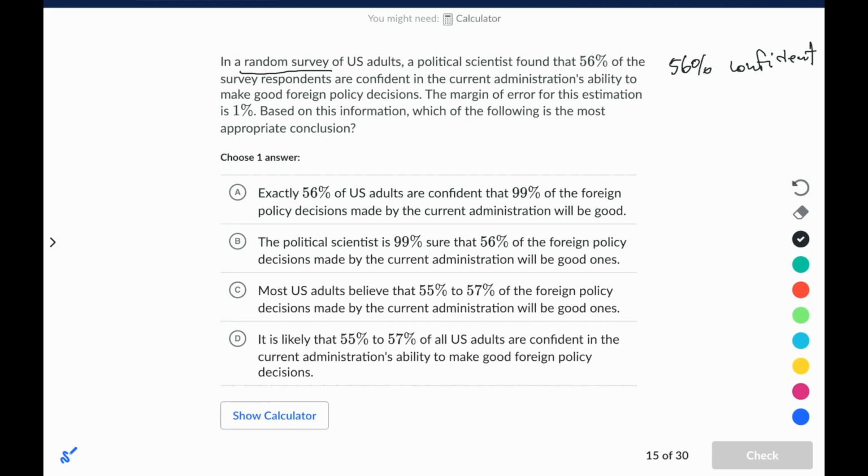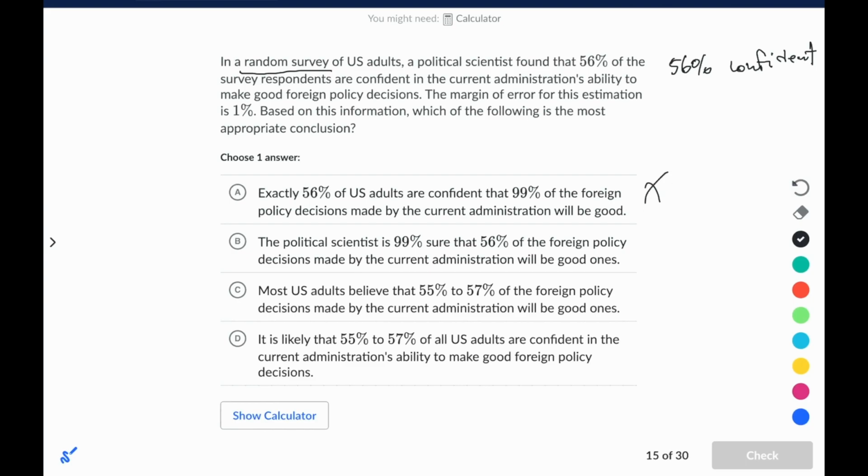Exactly 56% of US adults are confident that 99% of foreign policy decisions made by the current administration will be good. No, margin of error is not about the number of foreign policy decisions. Margin of error is about the number of people who are confident in the current administration's ability. So the margin of error is actually about the people being surveyed. So A is incorrect.